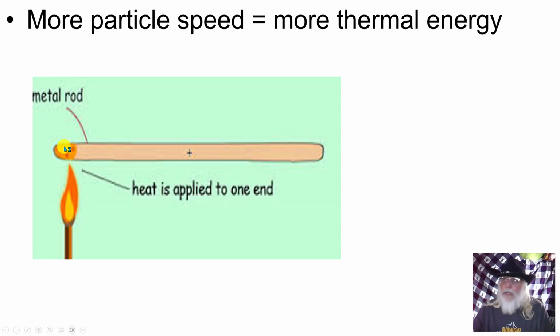If I heat up this end of the metal rod, these particles over here are going to start moving faster. As they move faster, they will spread out more. The metal rod will actually expand, and you will see that the thermal energy is increasing. It's increasing not because of more particles, it's increasing because of more particle speed.